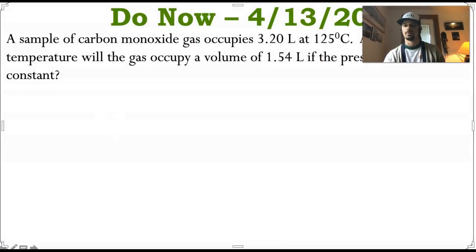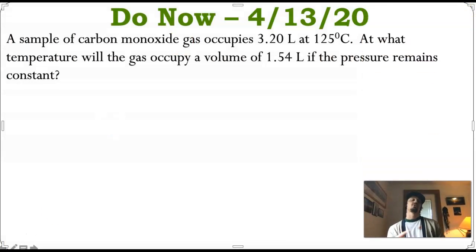All right, so today's warm-up is from the previous lesson or lessons on the gas law. So I'd like you to take a minute, pause the video, try to solve, and then we'll come back and go over it. All right, so what I'm going to do is I'm going to read the problem and identify the variables that I'm given.